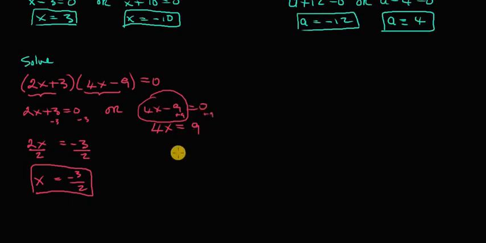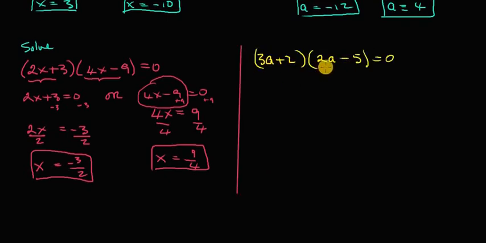Now I have 4x is equal to 9. I need to finish that off. I divide both sides by 4, and I'm going to get x is equal to 9 over 4. And that's the solution there. Let's have a look at another one of these examples.